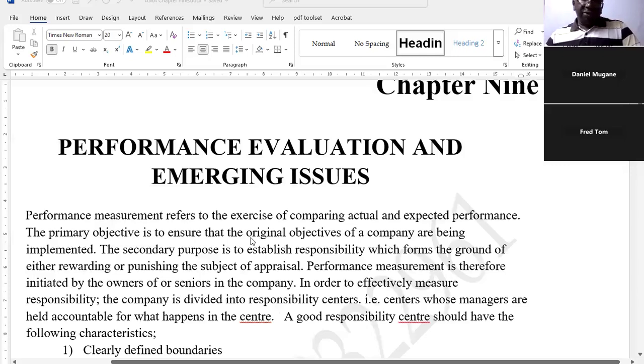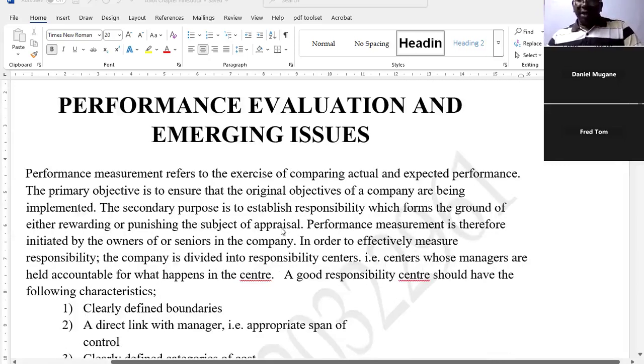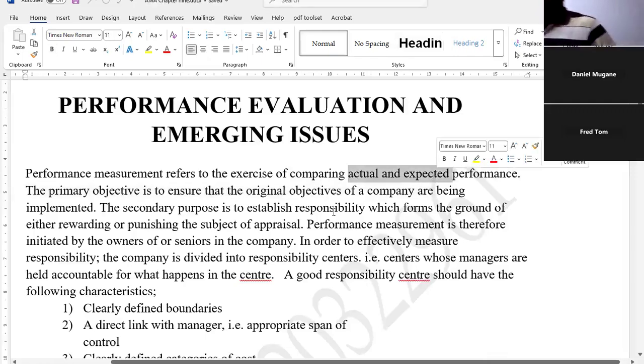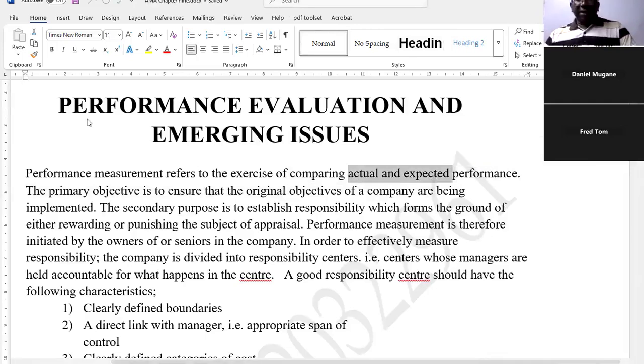So in performance evaluation, we look at what we expected to see or to achieve, or how we expected to perform vis-a-vis how we actually performed. And that's why we are saying that performance measurement refers to the exercise of comparing actual and expected performance. It's simply an exercise where you compare the actual and the expected performance.